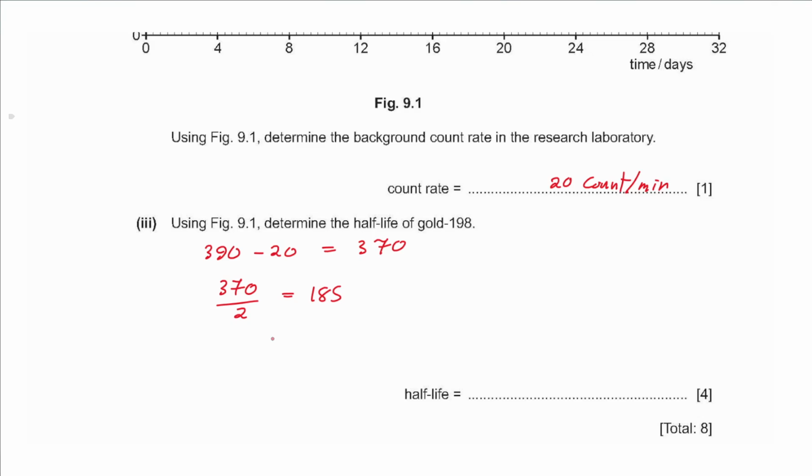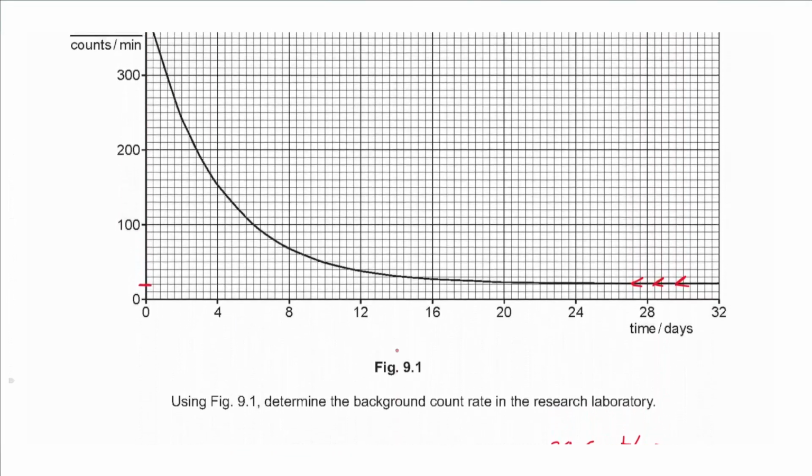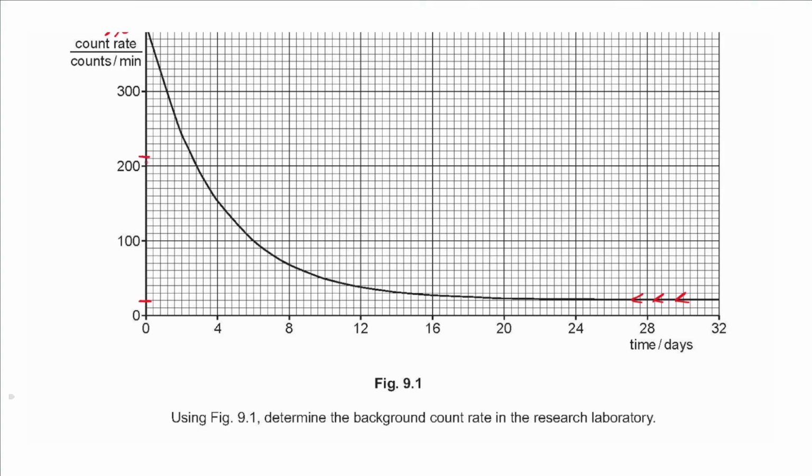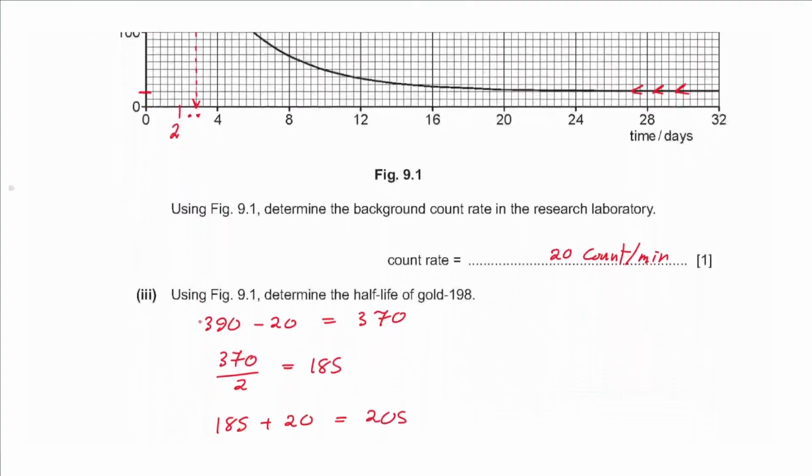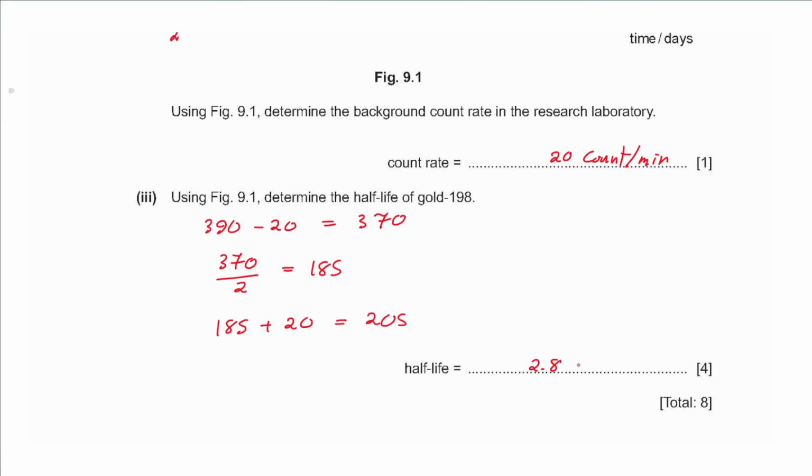Then we move back to the graph to get the time from the x-axis, but the graph contained background radiation, so we must add background radiation to 185. That gives an answer of 205. So we go with this value, 205, to the graph. This is 210, so 205 is in between. That is approximately at this point here. So we say if this is 2, this is approximately 2.8 days. 2.4, then 2.8. So we write down the answer 2.8 days.